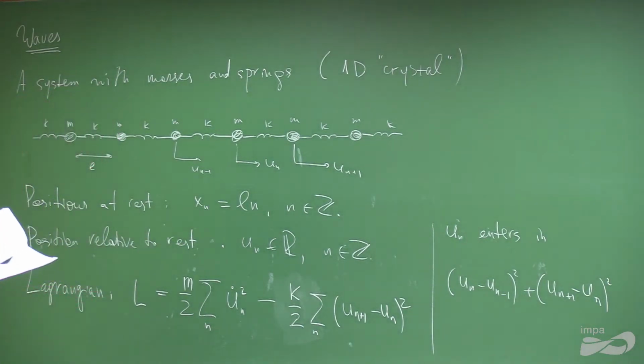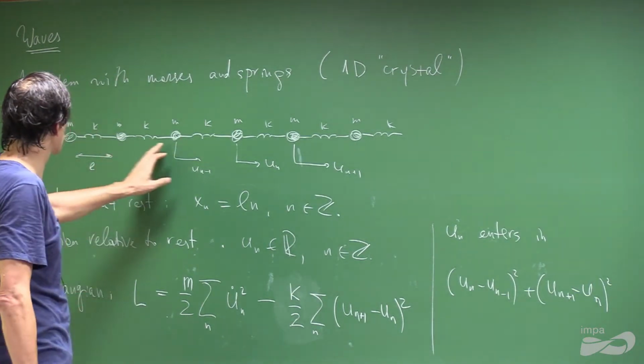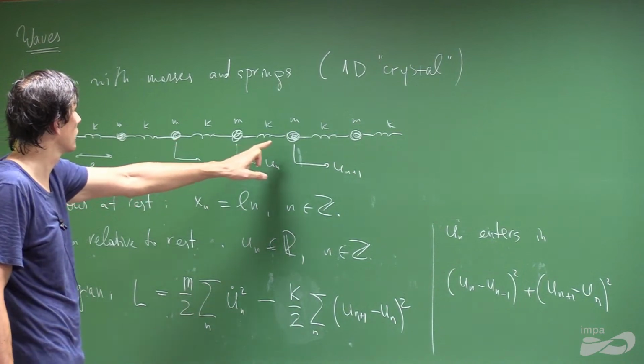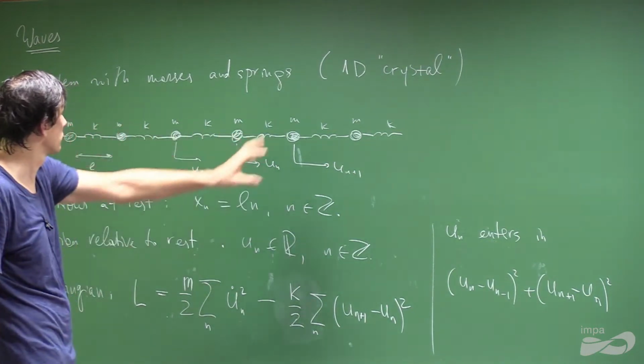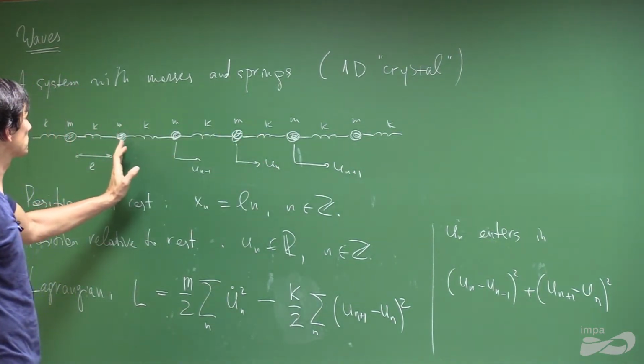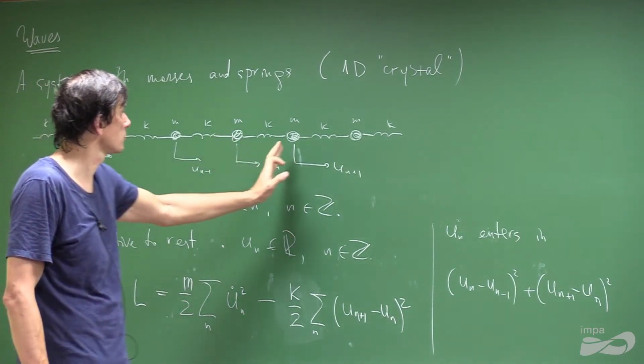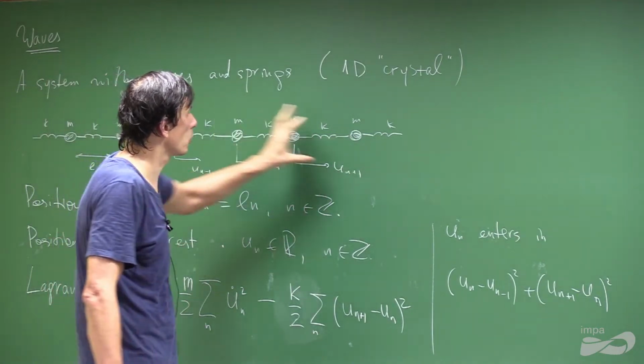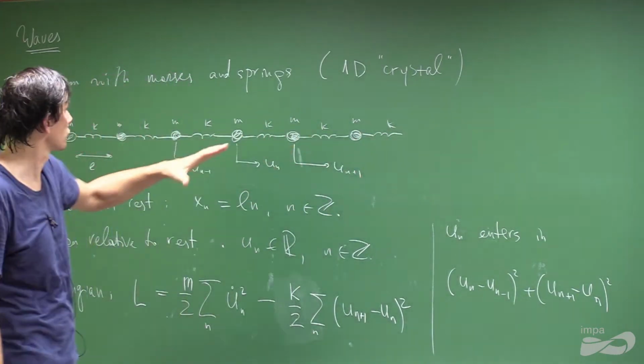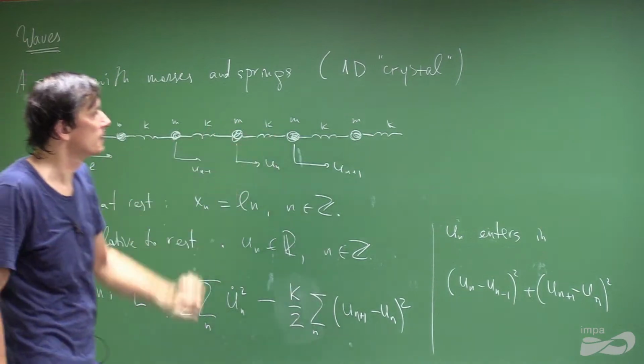So what was this? Well, if the displacement of all the masses changes slowly, so if this mass displacement is more or less the same as this mass displacement, which is more or less the same as this mass displacement, and so on, but it changes slowly along, then this is a wave. So you have a displacement slowly changing along the system.